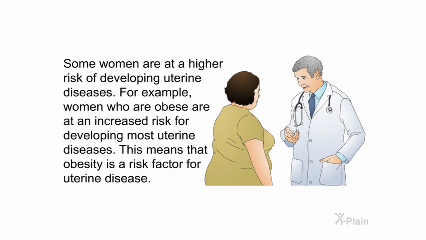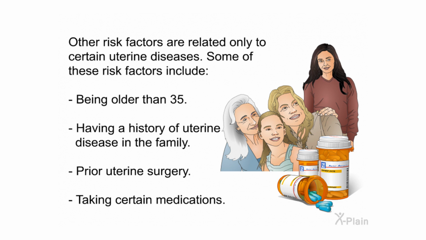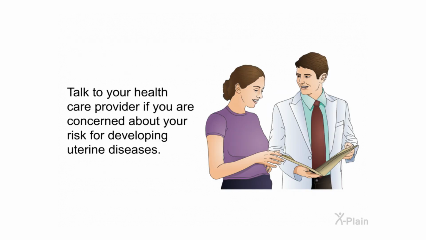Some women are at a higher risk of developing uterine diseases. For example, women who are obese are at an increased risk for developing most uterine diseases. This means that obesity is a risk factor for uterine disease. Other risk factors are related only to certain uterine diseases. Some of these risk factors include being older than 35, having a history of uterine disease in the family, prior uterine surgery, taking certain medications. Talk to your healthcare provider if you are concerned about your risk for developing uterine diseases.